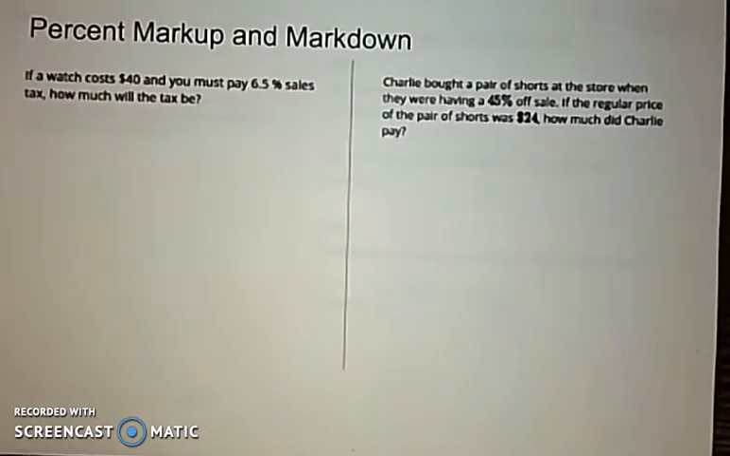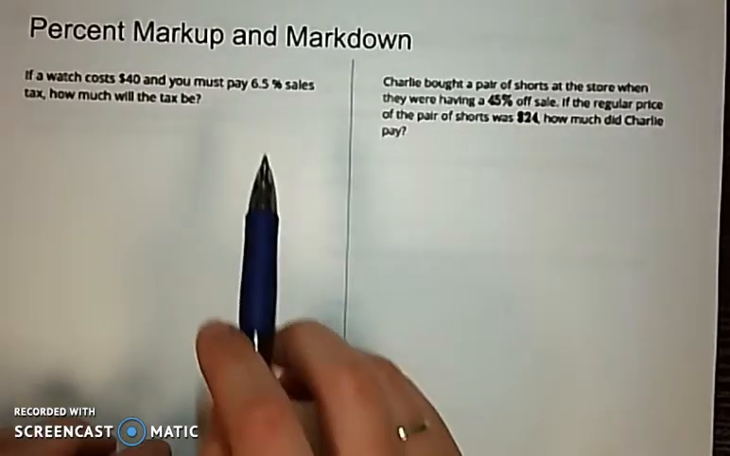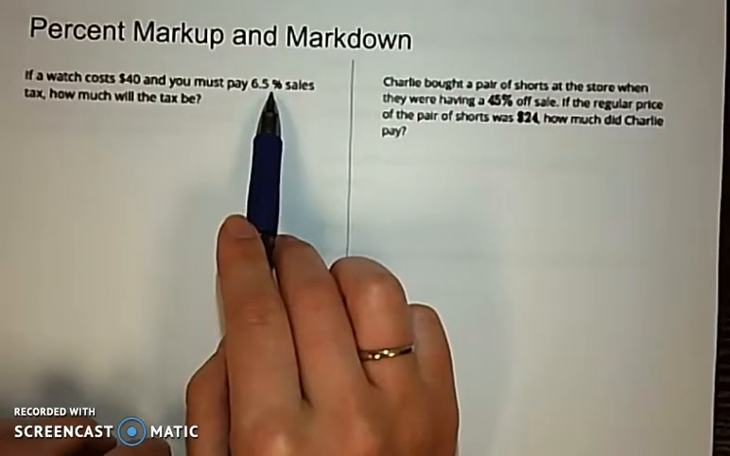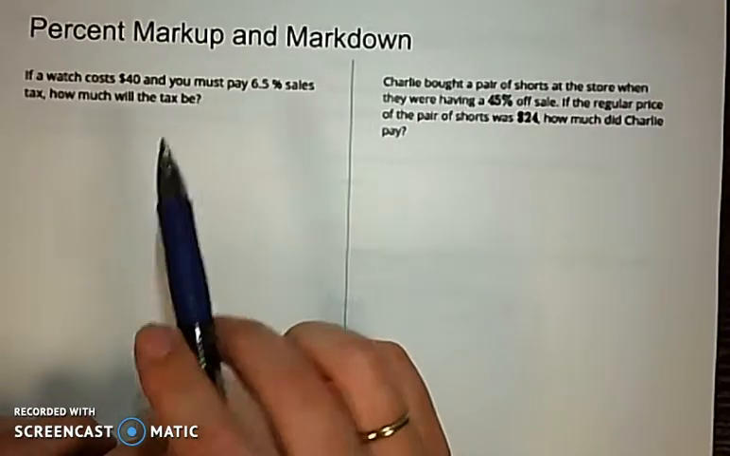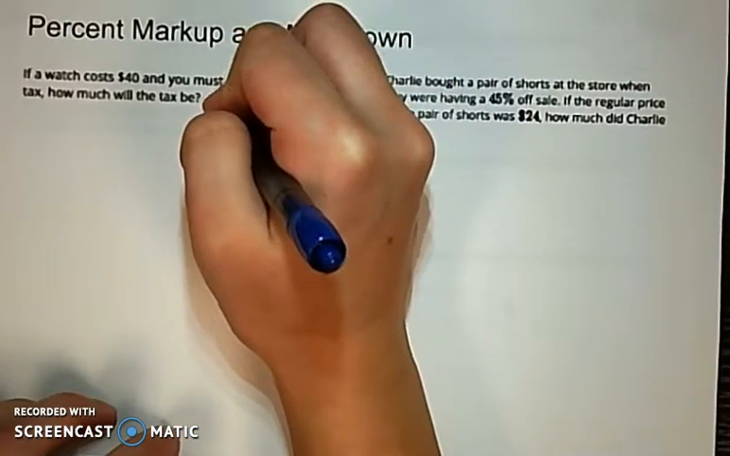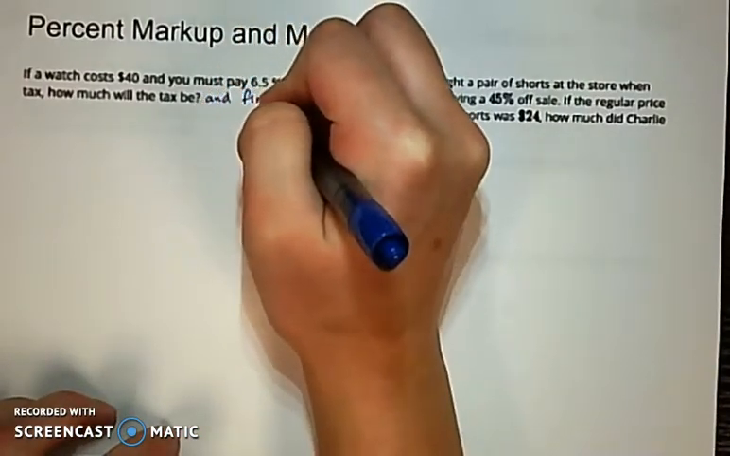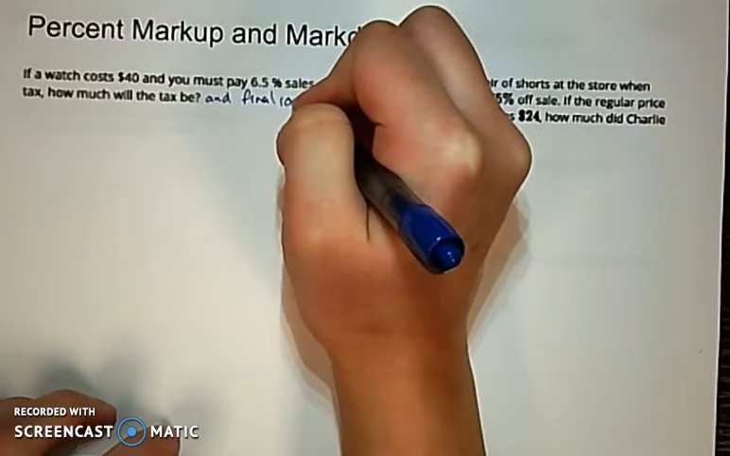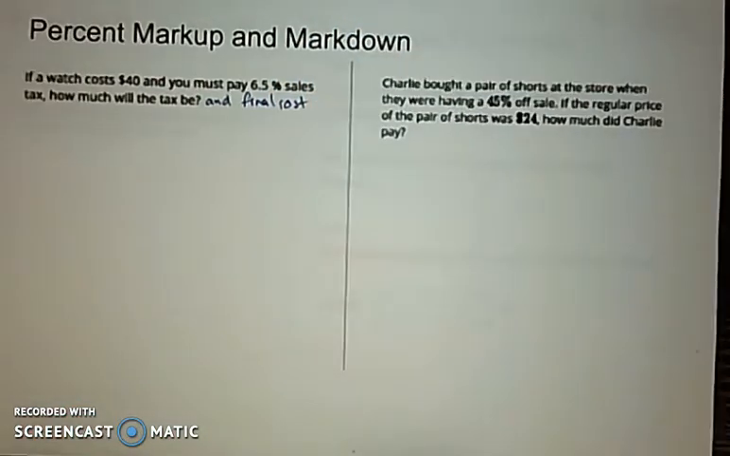So we're going to use the same equation here, but now we're going to be talking about percent markup and markdown. The first one says, if a watch costs $40 and you must pay 6.5% sales tax, how much will tax be? Okay, so this one you have to kind of understand that we're looking for a percent, but actually it's just asking us for tax, but I want you to also find the final cost. We're going to change the question a little bit.